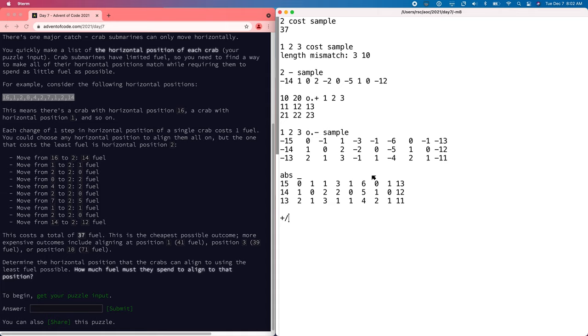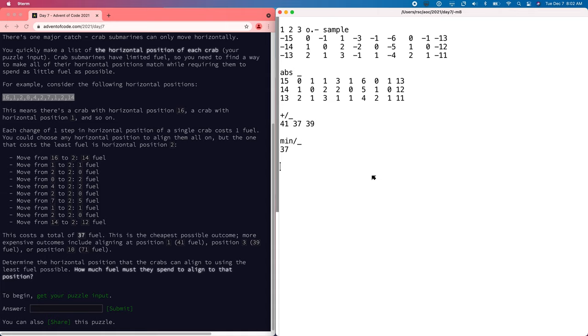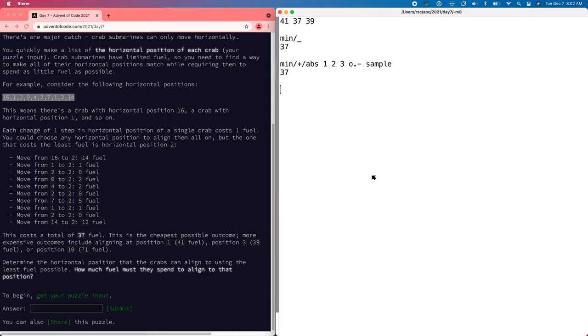And then we take the absolute values, add them up, and take the min, and we find that the minimum cost is 37. So putting that all together, we have the min of the sum of the absolute values of 1, 2, 3, outer minus sample. So all that's left is to try all the possible targets instead of just 1, 2, 3.